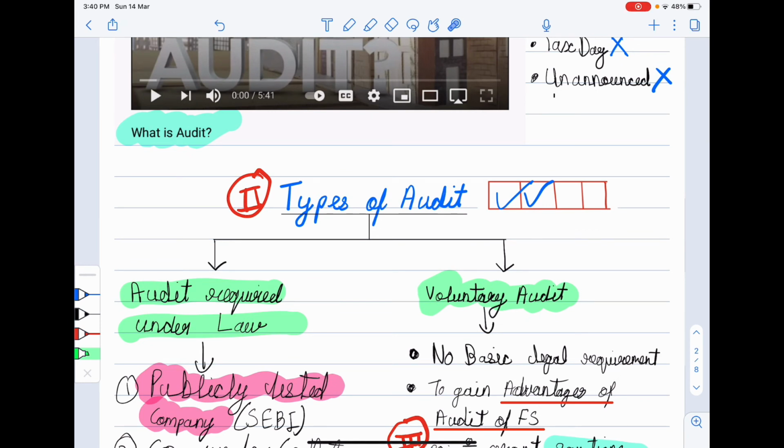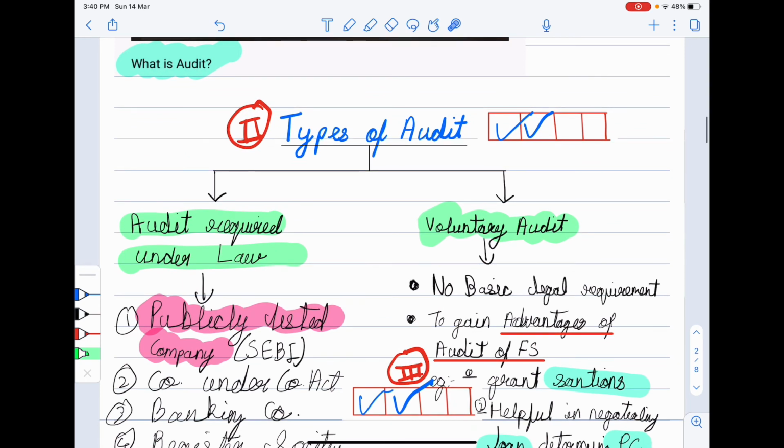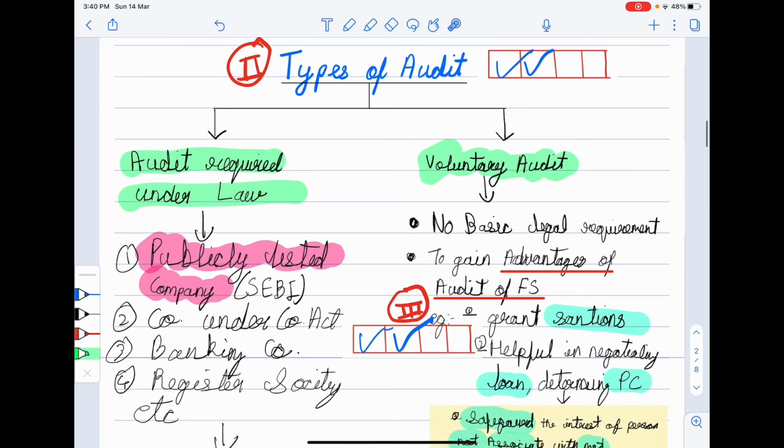Types of audit: there are two types of audit, audit required under law and voluntary audit. Under audit required under law, the law makes it compulsory for some types of companies to perform audit, for example companies under the Companies Act, banking companies, registered societies, etc. In voluntary audit, there is no legal requirement for the company to perform audit, but the company performs audit to gain advantages of audit of financial statements. Easy. Two questions done.